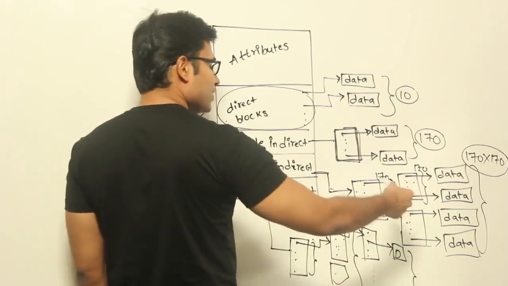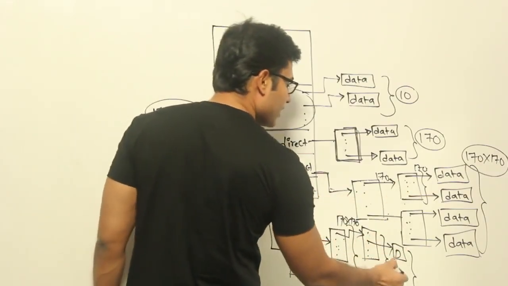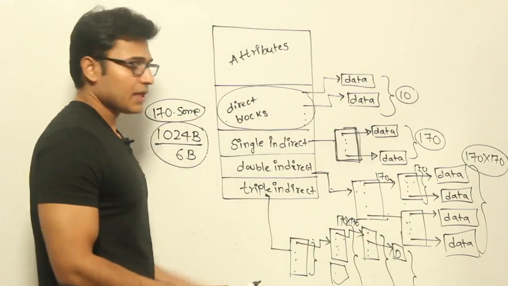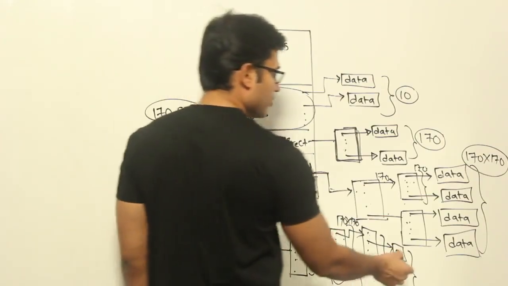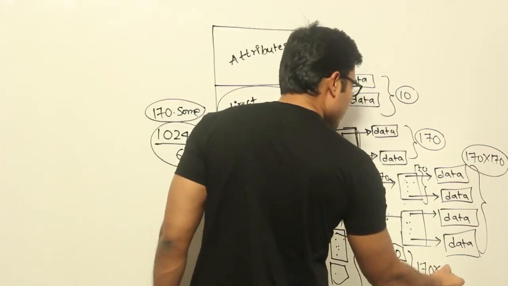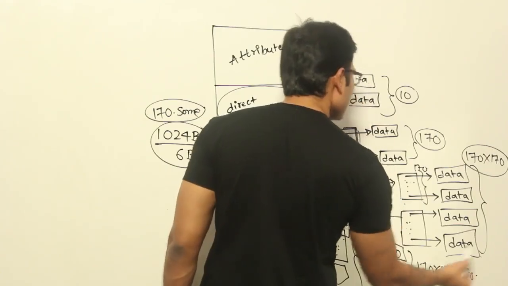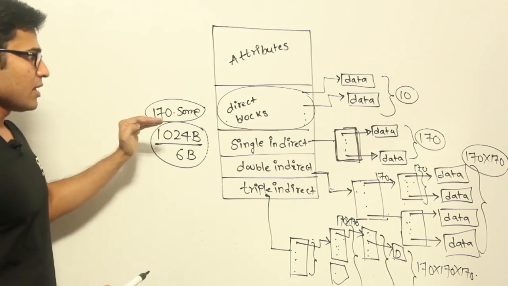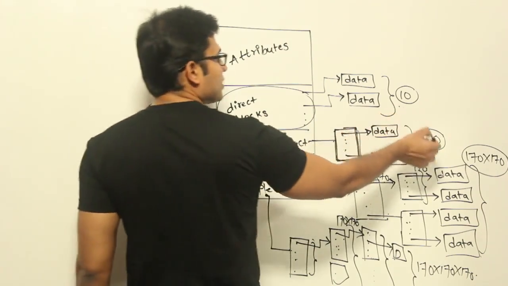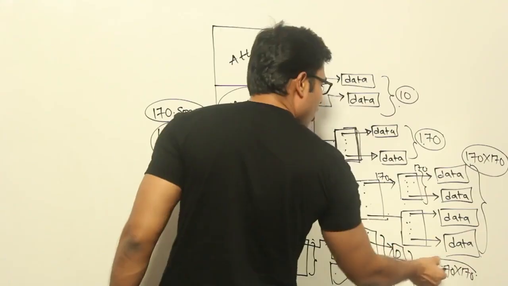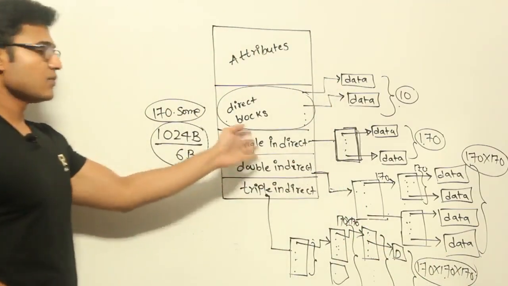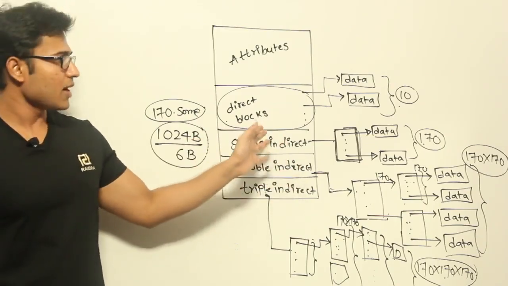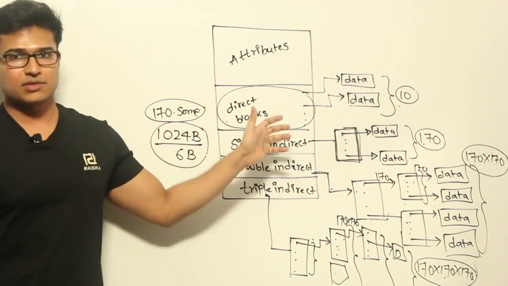Now if each one is going to give us 170 pointers outside, the final number of pointers coming out of this third level will be 170 into 170 into 170. Each one will point to one data block. Therefore the total number of data blocks pointed out by this is 170 into 170 into 170. So by using this type of organization, a file can have a maximum of 10 plus this number plus this number plus this number of data blocks allocated to it. Now given that each data block size is 1024 bytes, you can find out the maximum size of a file.